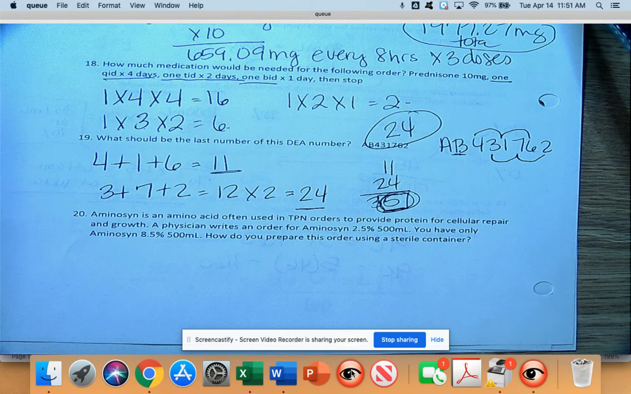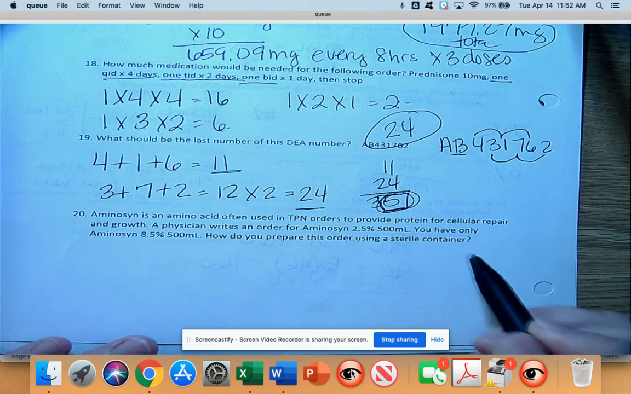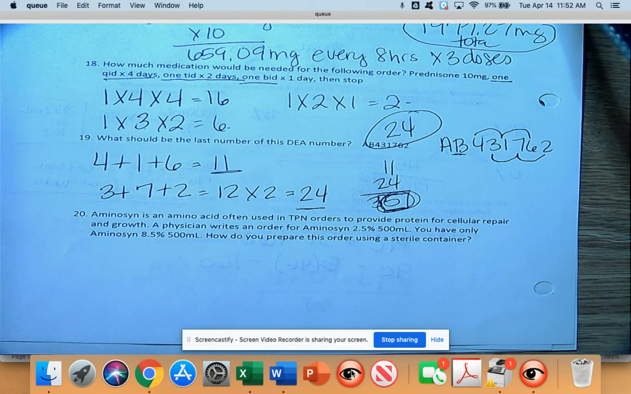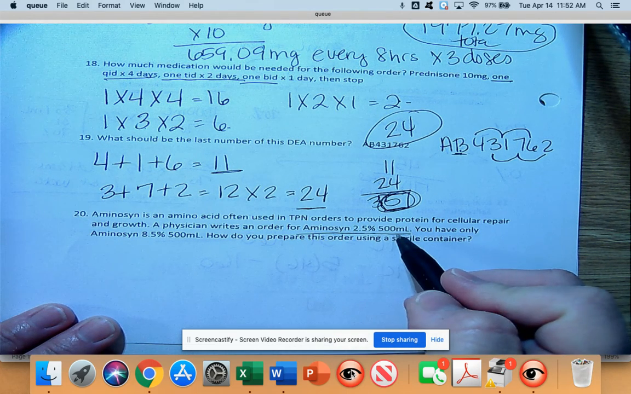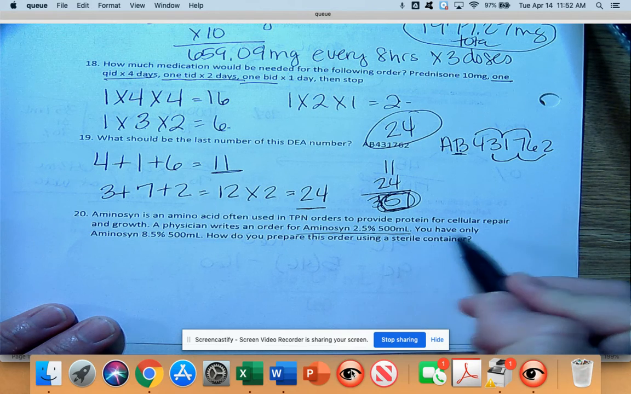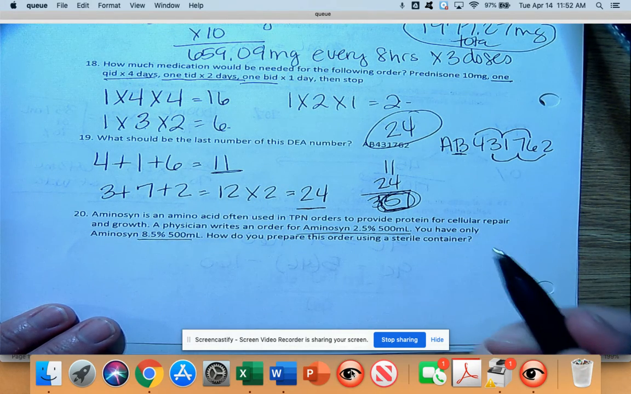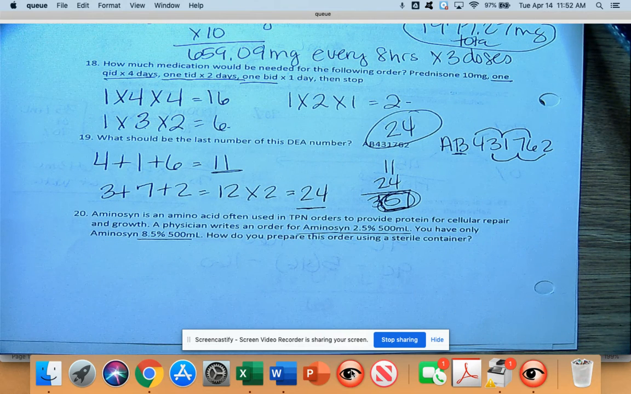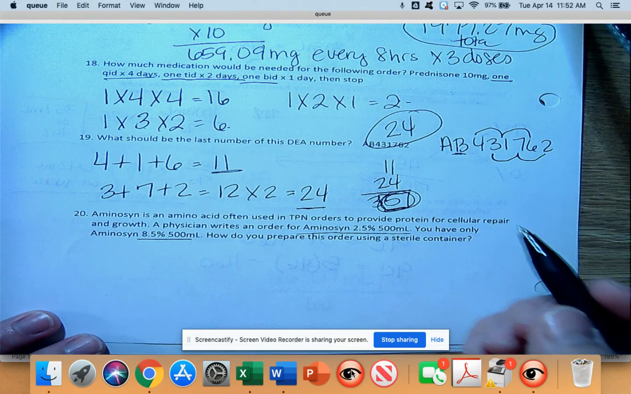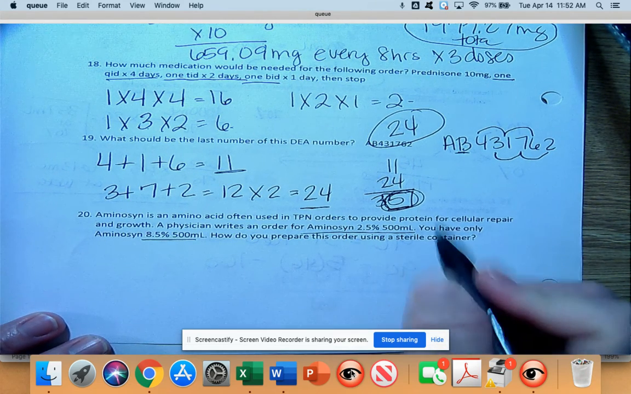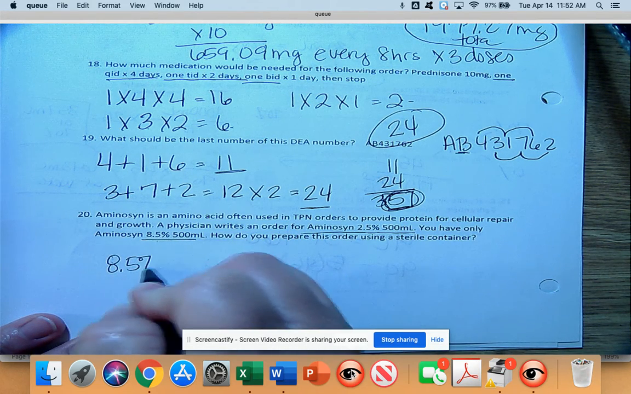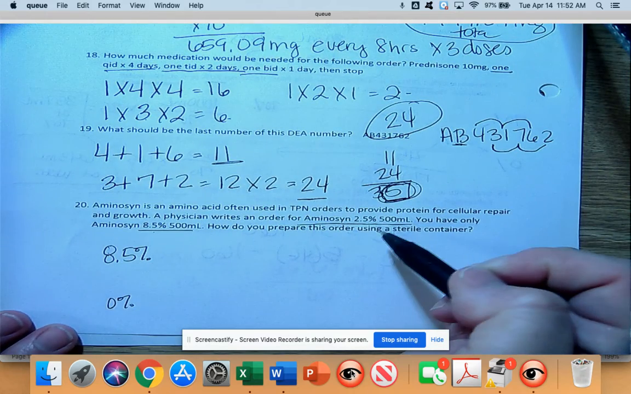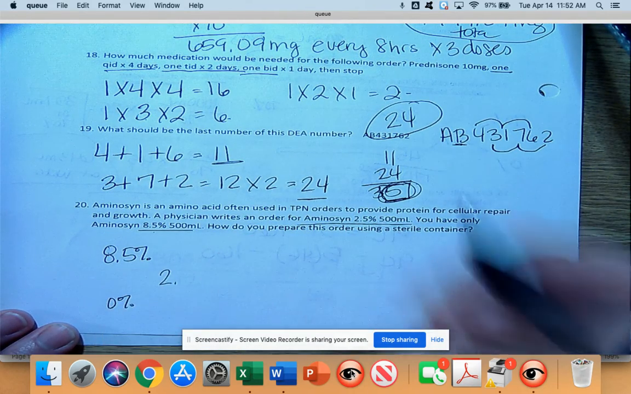So this here triggers to me alligation, because it's in percents and it gives me my order in percents. The doctor wants an order for Aminosyn 2.5%, 500 mils. I only have an 8.5%. Of course, I know that I'm going to use sterile water or something with zero value to produce this. So I'm going to take what I have, an 8.5% and a 0%, and then I'm going to take what I need, and that's how you know it is an alligation.